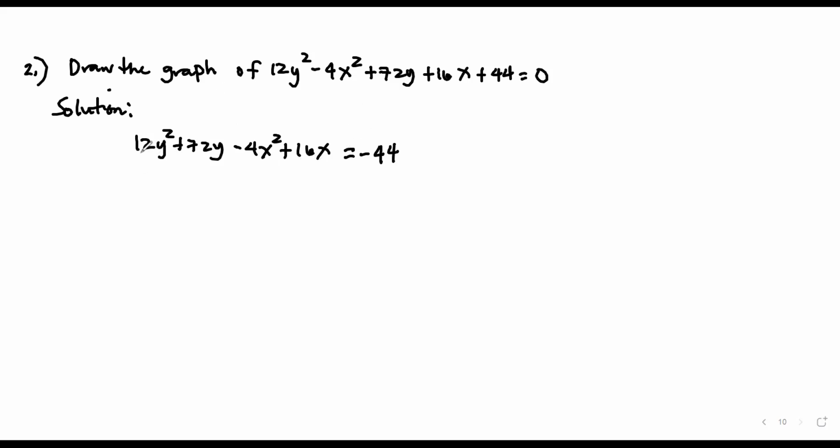And then factor out their common factor, which is 12. 12 multiplied by y squared plus 72 divided by 12, that's 6y. And find the third term: 6 divided by 2, that's 3. Squared, 9. Okay, always remember b over 2 squared.